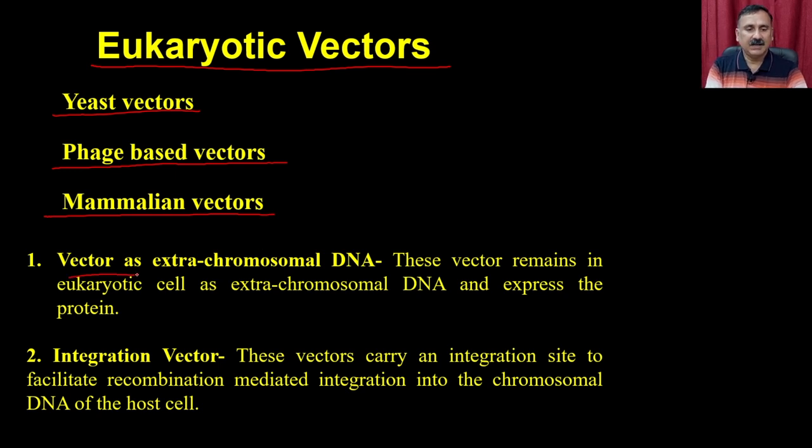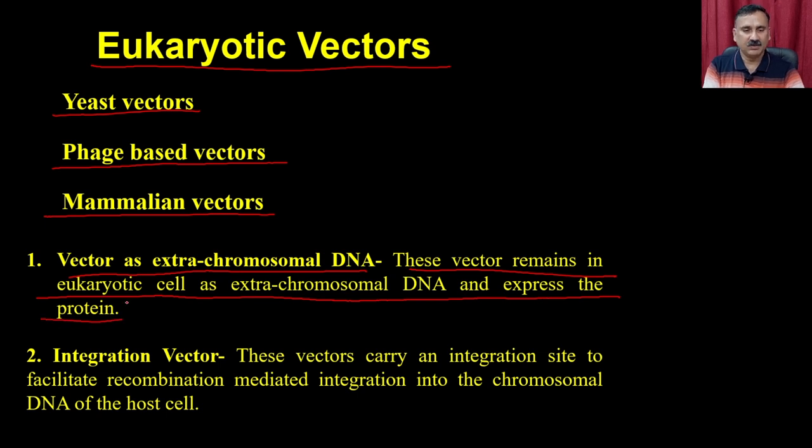Vectors as extra chromosomal DNA. These vectors remain in the eukaryotic cell as extra chromosomal DNA, and they are going to express the protein. So in the eukaryotic vector, you can have two different types of vectors. Vectors which are going to be present as extra chromosomal DNA, which will remain in the eukaryotic cell and express the protein, whereas you can also have the integration vectors.